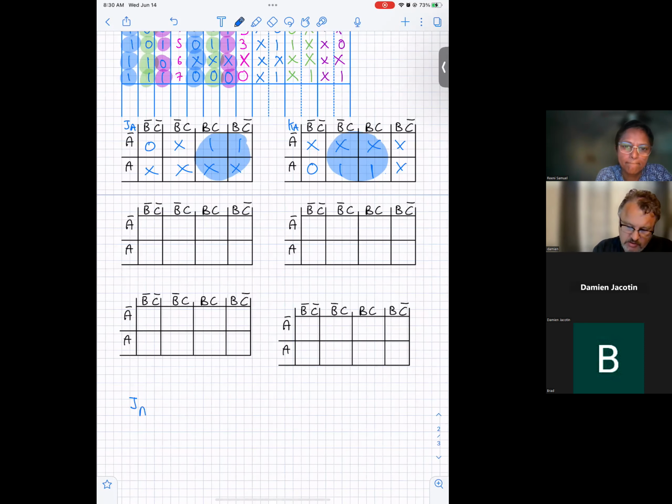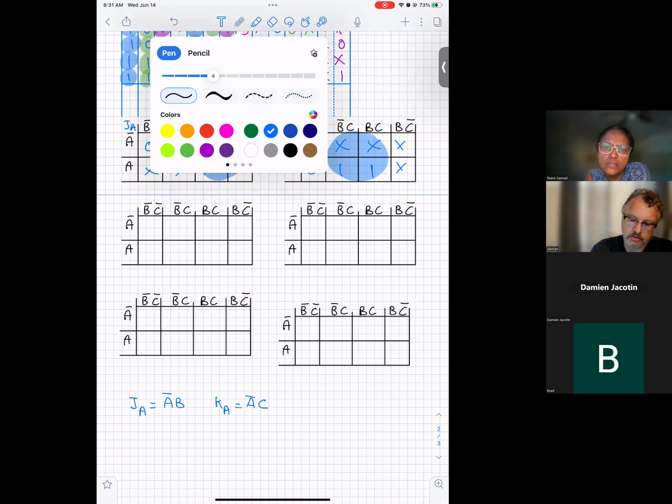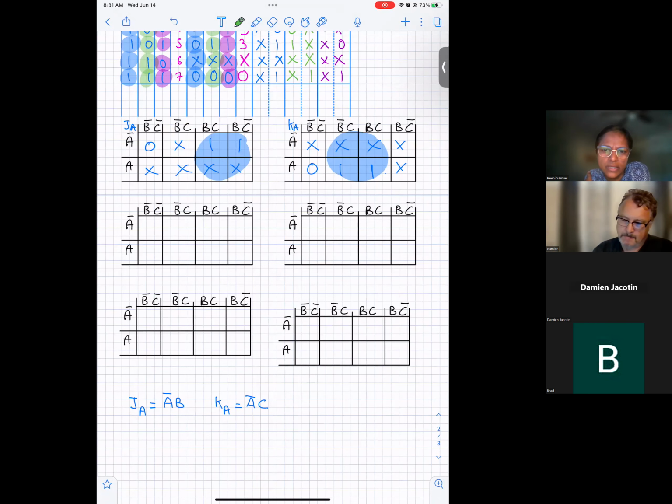JA will be therefore, it's going to be my A naught B. Okay, and my KA will be my A naught B naught C or A naught B C. So it's going to be my A naught C. All right, done. KA.